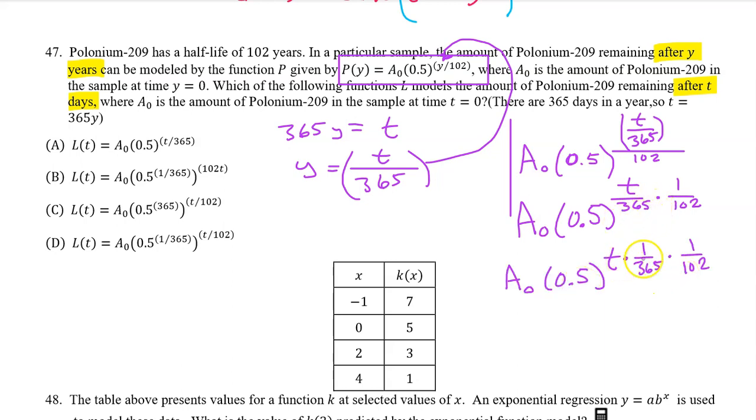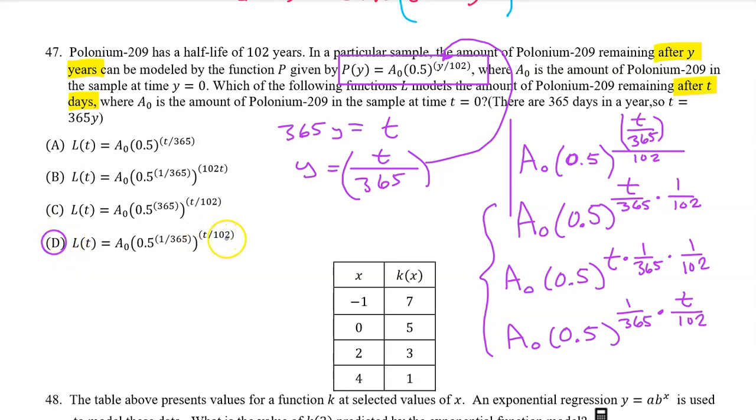In the exponent, I have three things that are all being multiplied. T times 1 over 365 times 1 over 102. I can group these in any way that I want. I could put these two together and have t over 365, or I could group these two together and have t over 102. It doesn't matter. We just need to look among the answer choices and find any of these. So I think the answer is going to turn out to be D.